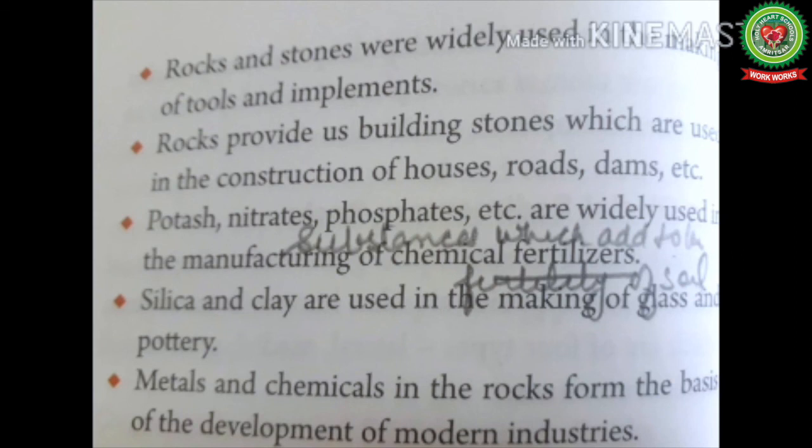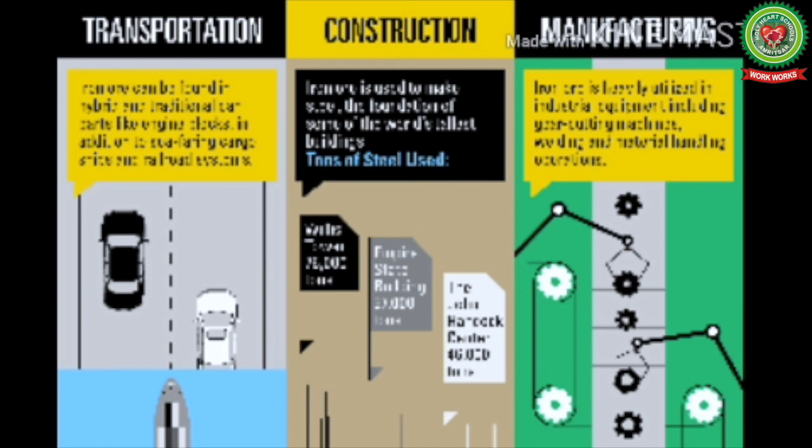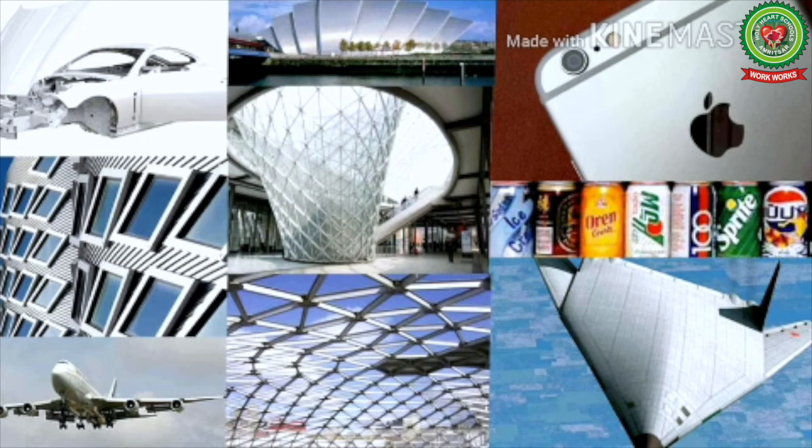Metals and chemicals in the rocks form the basis of the development of modern industries. Here we can take the example of iron, which is the backbone of every industry. Copper is used in the electrical industry. Aluminium is widely used in the aeroplane industry. It is also used in making window frames, doors, etc.